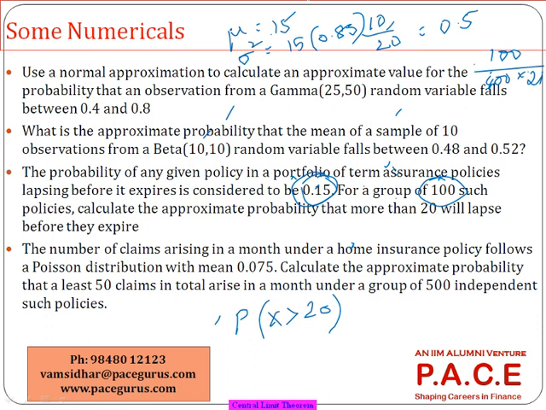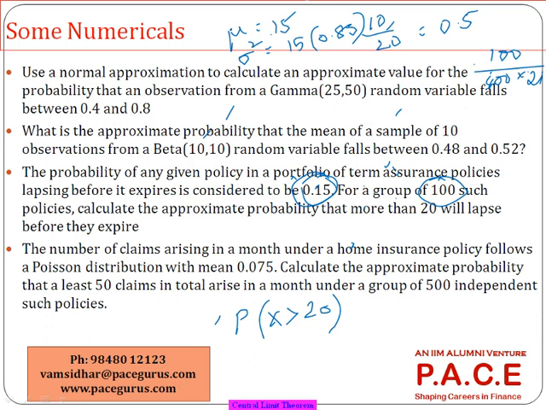Obviously the average is 15, right? If more than 20 have to lapse, the chances are lesser. So the chances are coming out to only 6 point some percent that more than 20 policies will lapse. So this is how we take the binomial distribution and approximate it to the normal distribution.